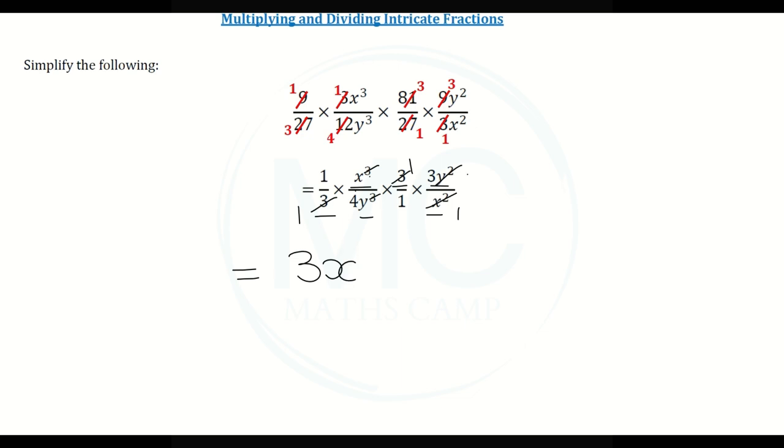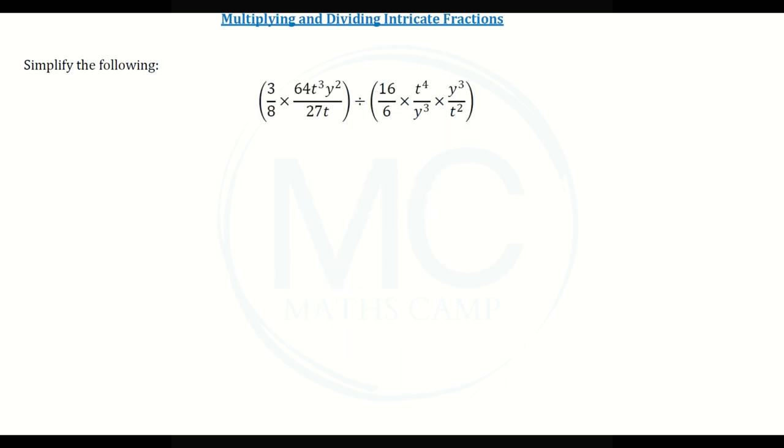Now let's look at our denominator. 1 multiplied by 4y is 4y, multiplied by 1 is still 4y. So our denominator is 4y. And we have now answered this question.